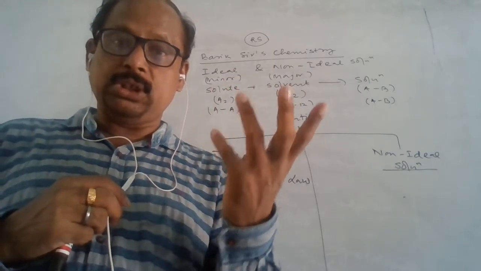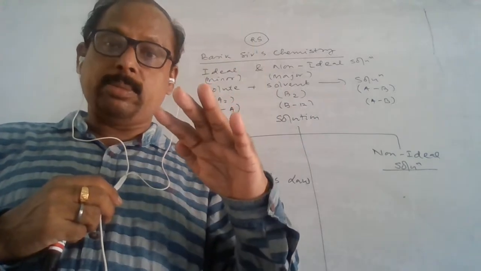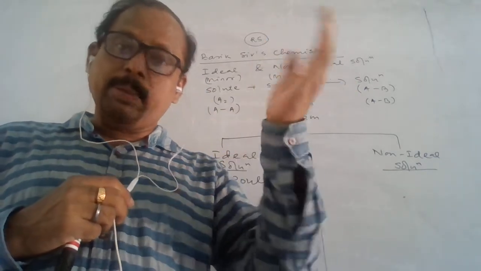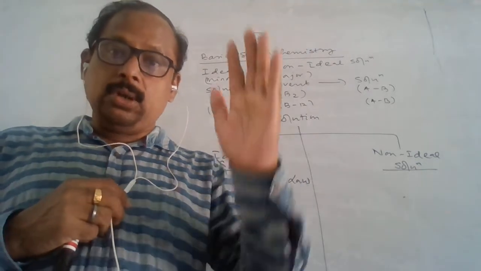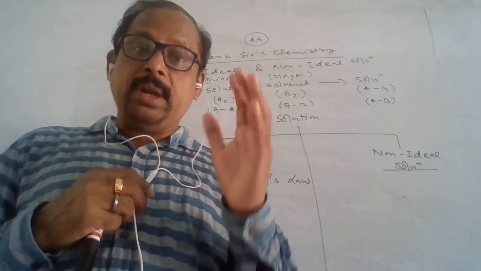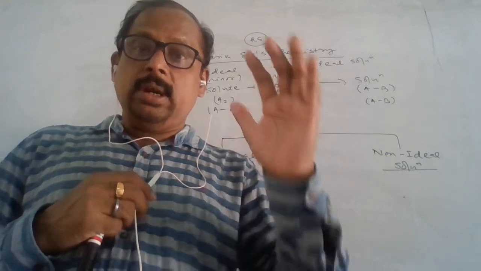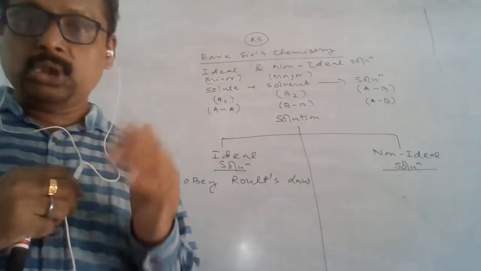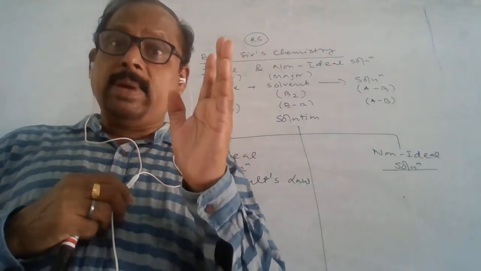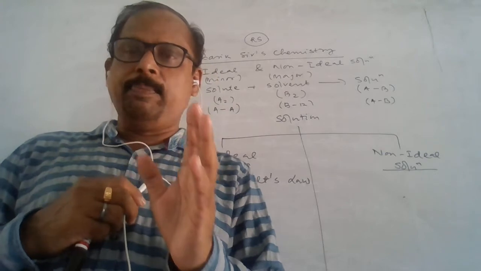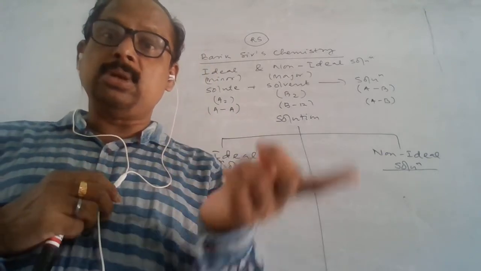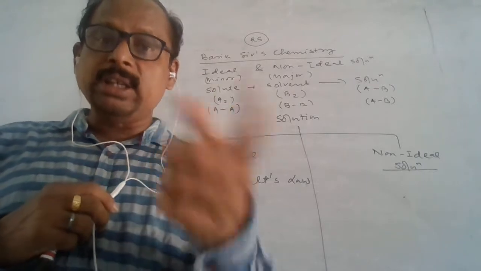What does Raoult's law say? The relative lowering of the vapor pressure. When the solute is added to the solvent, the vapor pressure decreases. The extent of the decrease, the relative lowering of the vapor pressure, is equal to the mole fraction of the solute. Another statement is that the vapor pressure of the solution is equal to the product of the vapor pressure of the solvent and its mole fraction.